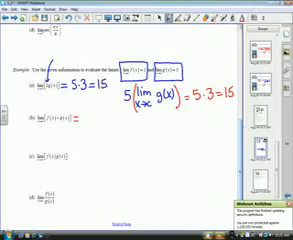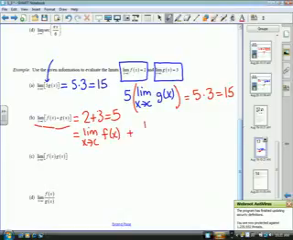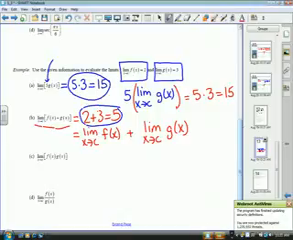So like on this one, if I just wanted the answer, what would I do? Two plus 3 is 5. But the reason that works is because we have a limit rule that says that this expression is the same as finding the limit of f of x and then adding it to the limit of g of x. All right. I just want to make sure you understand where it's coming from.